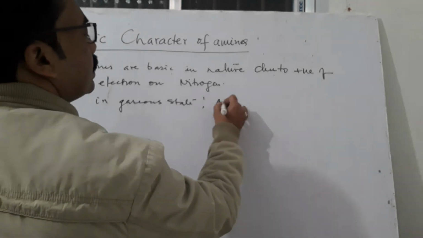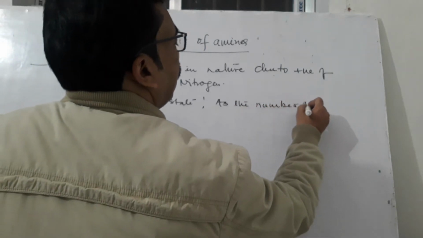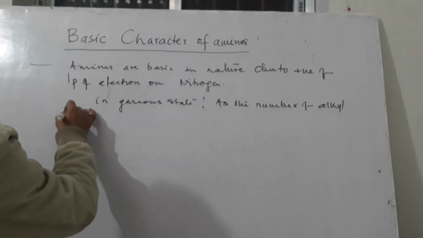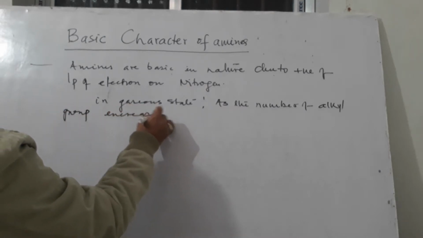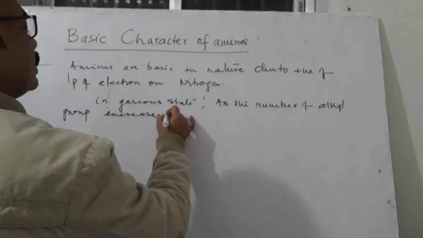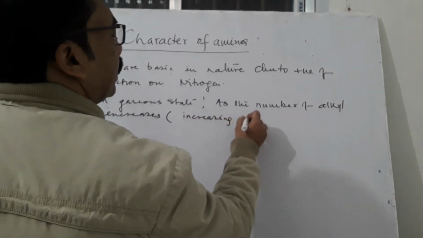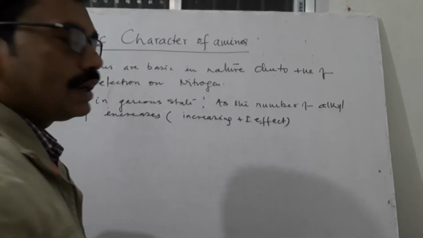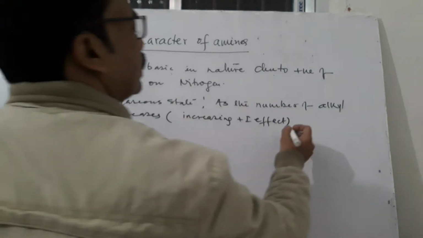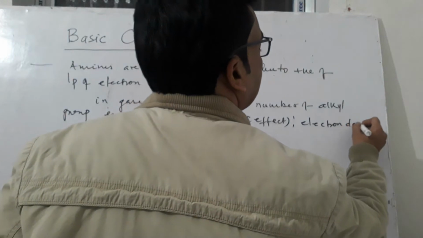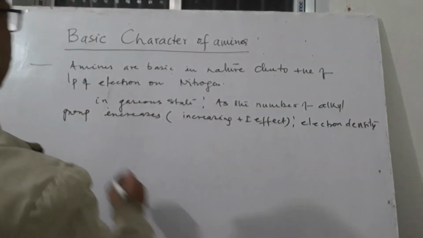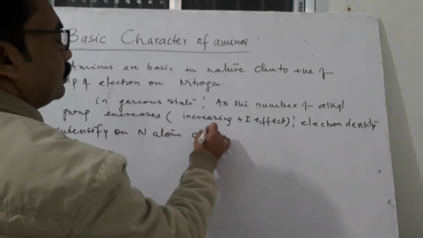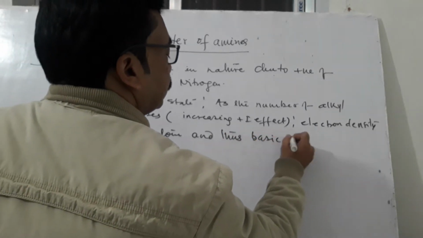In the gaseous state, as the number of alkyl groups increases, this will increase the plus I effect, the electron donating effect, and thus electron density intensifies on the nitrogen atom, and thus the basic character increases.